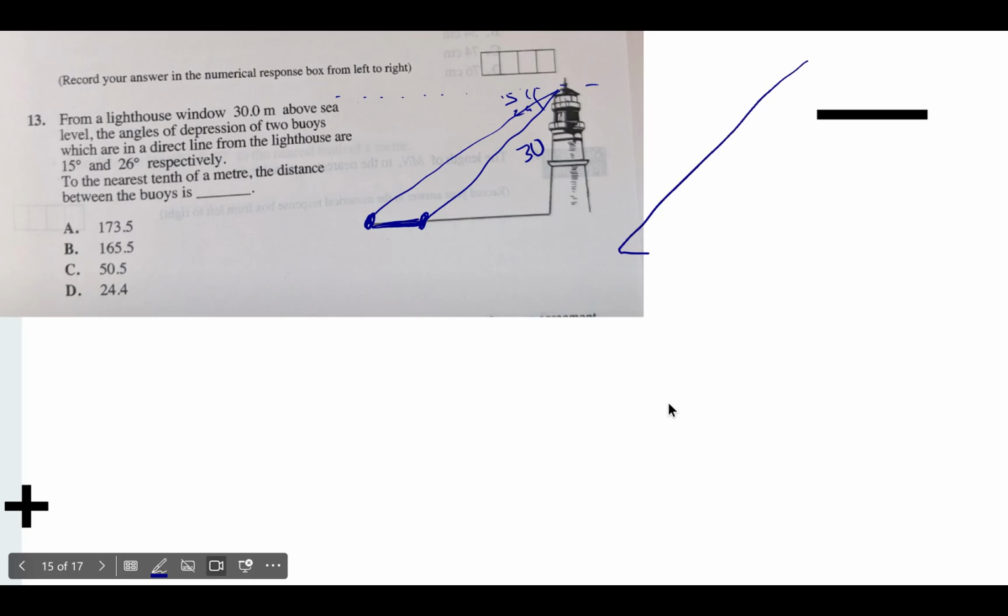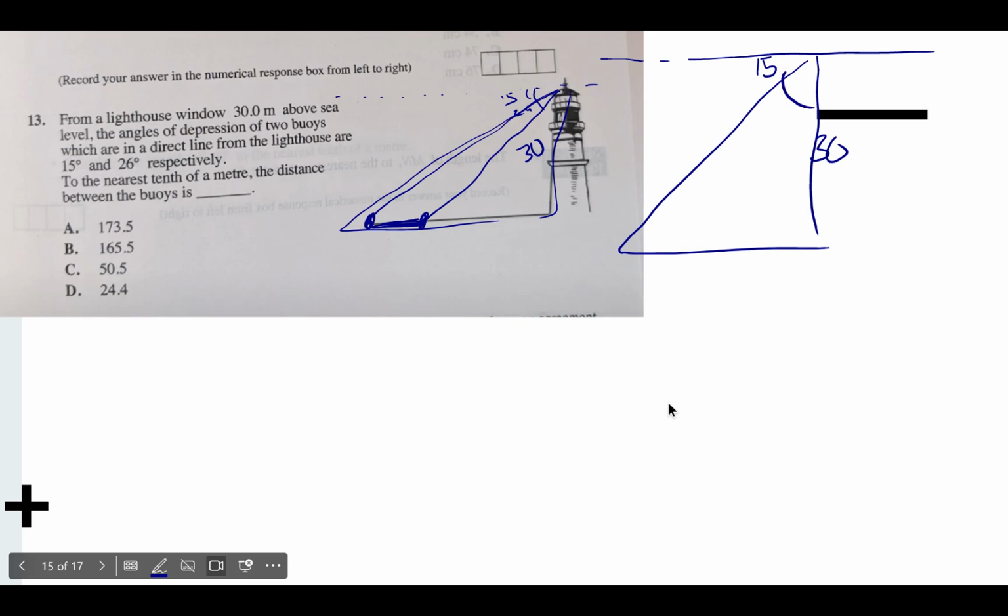So let's make two triangles and label what we have. We have 30 here. If I'm looking at this bigger one first, from my angle of depression, if this part is 15, then 90 minus 15, sorry, maybe you can hear my dogs barking outside, 90 minus 15 is 75. This angle would be 75 degrees. So what we can do is find this length and label our sides. From 75, this would be opposite, the side we want to find.